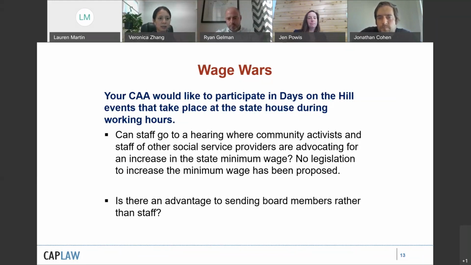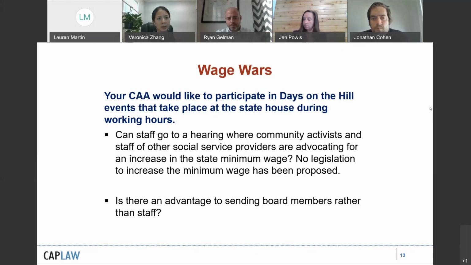I think this example really illustrates how facts and circumstances matter. And so the question is, what is this hearing about? Is it to try to persuade the introduction of a bill, or is it community activists talking about cost of living in the city or in the state, and why it's difficult to make ends meet with the current minimum wage? I think it really depends on what the activity actually is in that hearing.